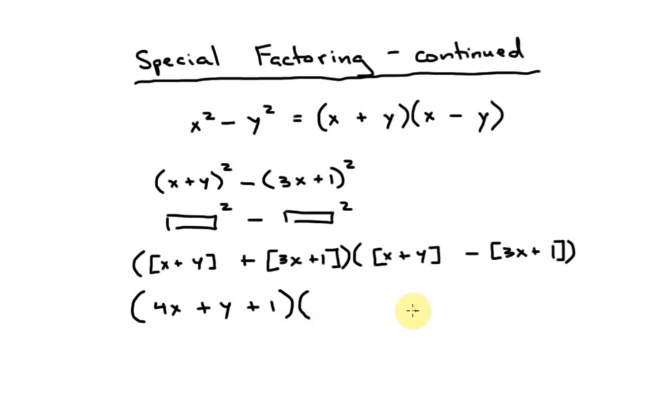Now I'm going to do the same thing over on this side, but you have to be careful, because you have x minus 3x. You have this negative, so this is like negative 2x. Then there's my y. And then this is actually a minus 1. So you just have to be careful you don't lose sight that the negative affects both of these.